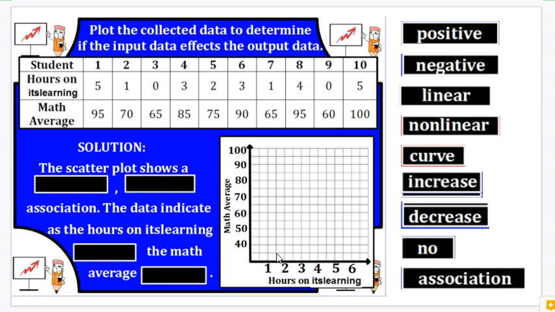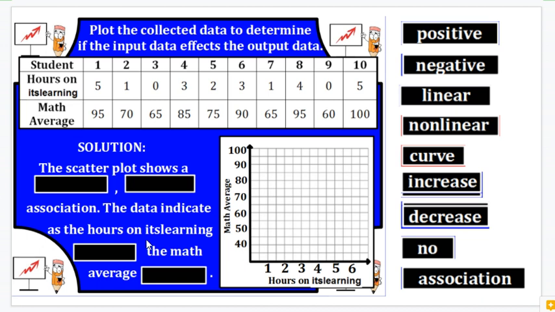Now, this graph is already created. It's on your paper. If you didn't print, you can just make your own little graph to the side. You don't have to write the entire table. Just make a little graph. On the x-axis down here, we have 1 through 6. These are the hours spent on its learning. And on the y-axis up here, we have math averages. It skips up to 40 and then goes by tens to 50, 60, 70, 80, 90, 100. And that's common with graphs when you don't need the numbers at the very beginning, but you need to make sure you see that when you're doing it.